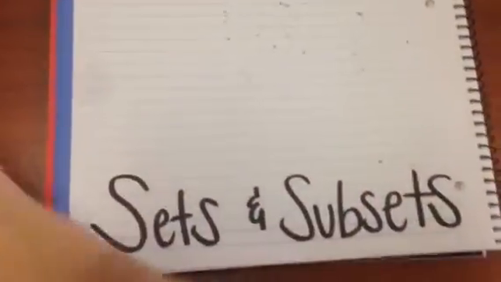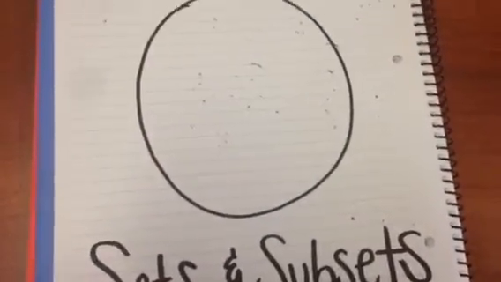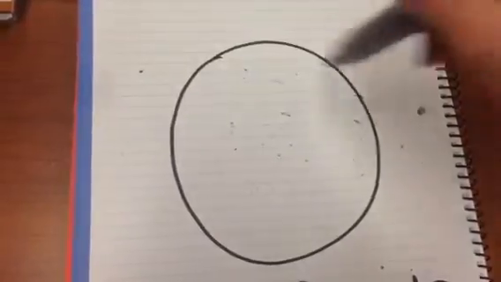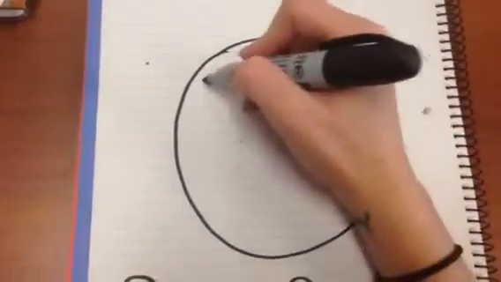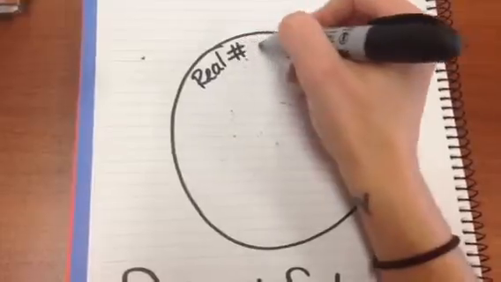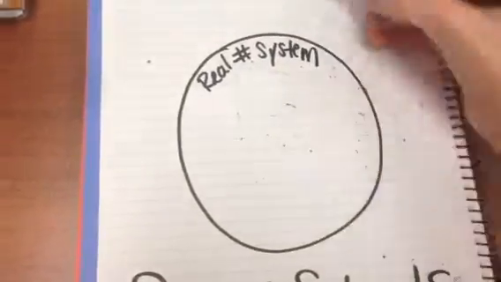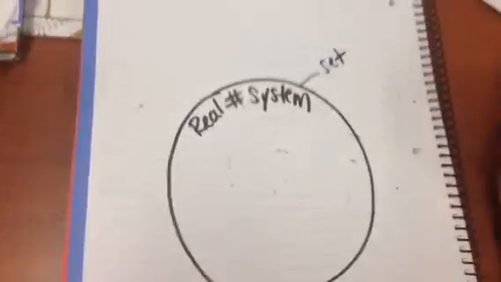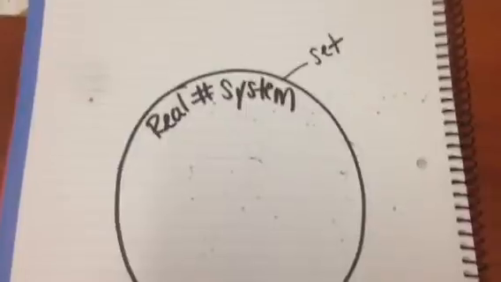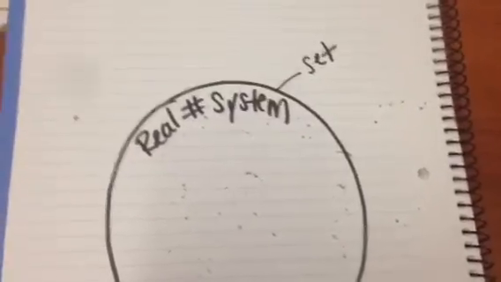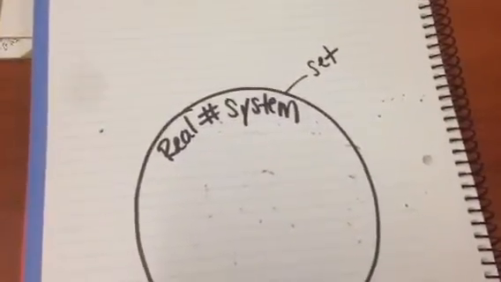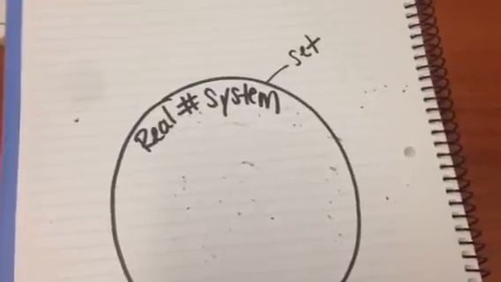To make this even clearer, we are going to draw a graphic organizer in your notes. So if you draw a big circle, we are going to label this circle. This circle is our set. This is our real number system. And this is going to be our set if you want to label things. It's helpful if you were to go back and study to have these things labeled so that you know what each stands for.